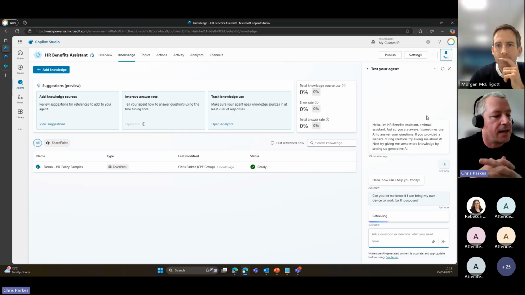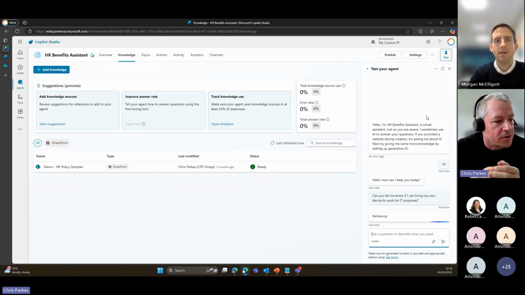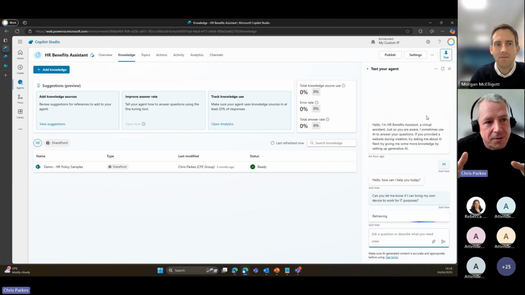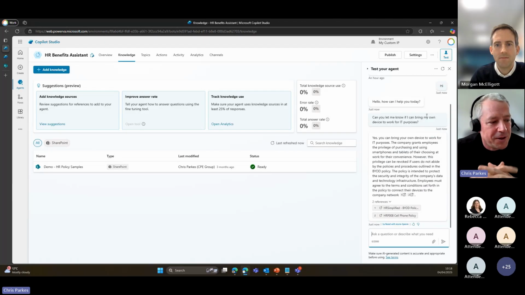And let's ask this: can I bring my own device to work for IT purposes? Think about your HR professional. You've got all these policies, and you get bombarded with questions, often coming in via email, a drain on your time. What the agent will do is go in and index all of those documents. So it doesn't do it on the fly, it's done it in the past. There you go. Yes, you can bring your own. And it also puts the references in there as well.